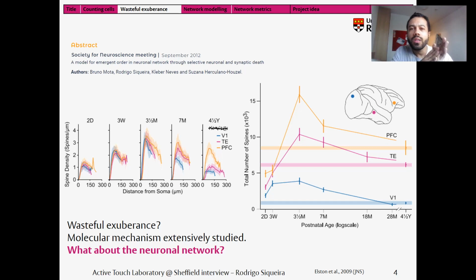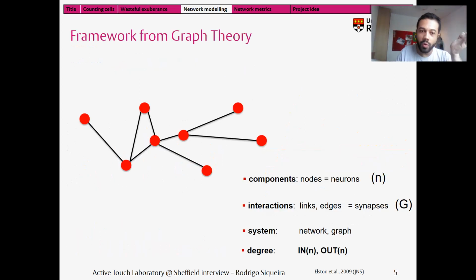So how do you study networks? We can borrow a framework from graph theory that turns the neural network into a series of nodes and edges. Nodes representing the cells, the neurons, and the edges, the interactions or links, representing the synapses. You can then count how many connections each of these neurons has, and we call this degree. So you can have an in degree, which are the connections coming to that cell, and an out degree, which are the connections going out of that cell.